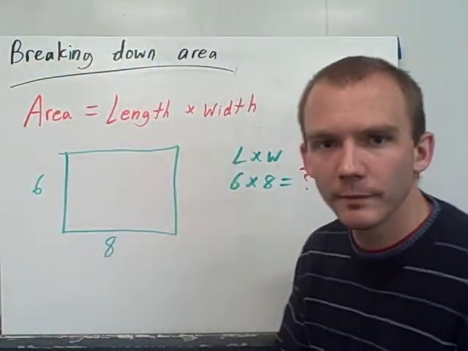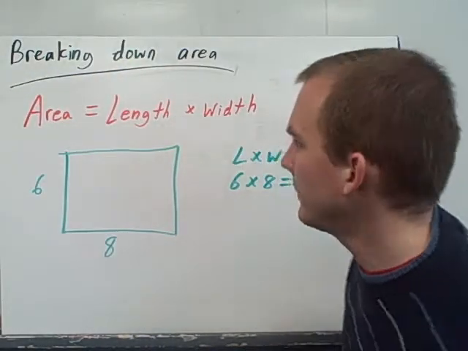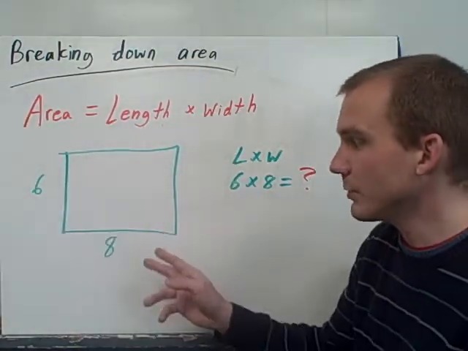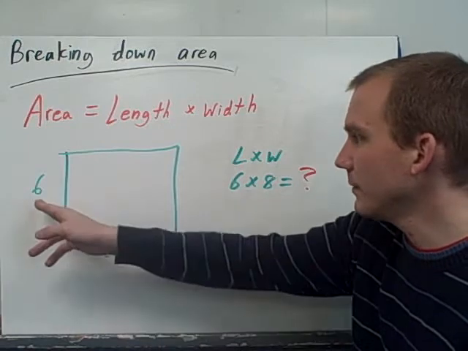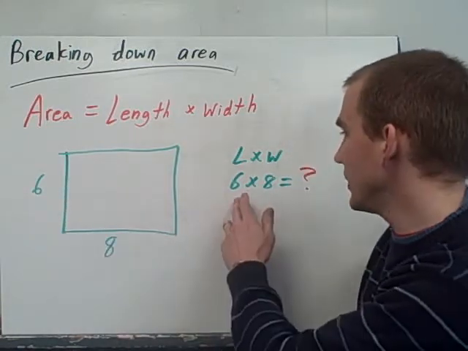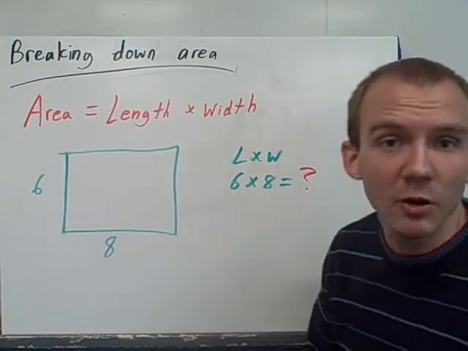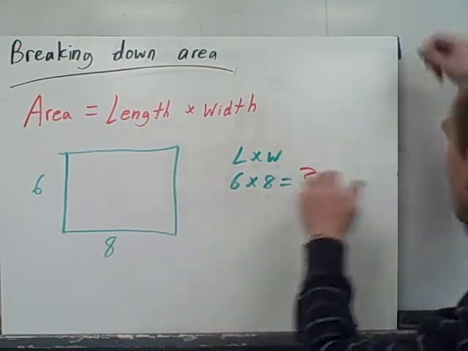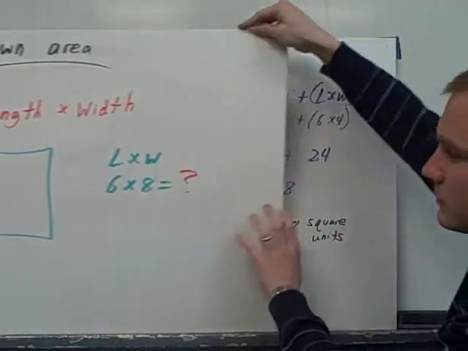Breaking down area. Let's take a look at how we're going to do that. Remember that area equals length times width. So in this rectangle, you have a length of 8 and a width of 6. You want to break down the area to figure out 6 times 8 because, hey, I don't know it. Or just to show, hey, I can break it down. Maybe make it a simpler problem.